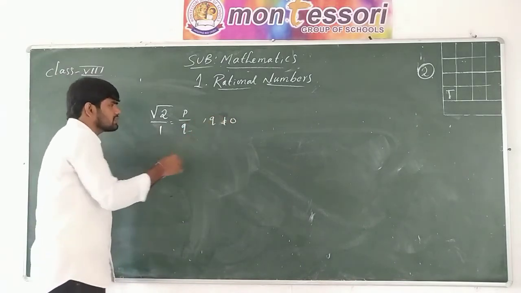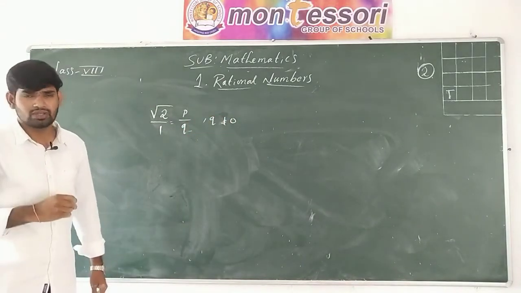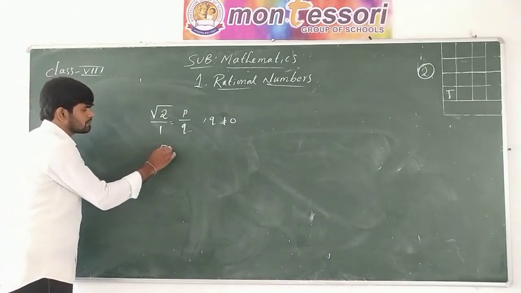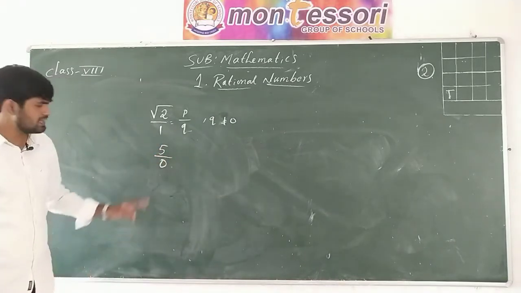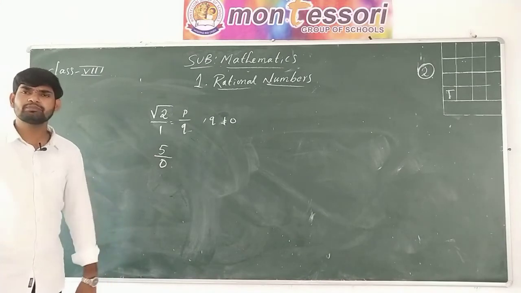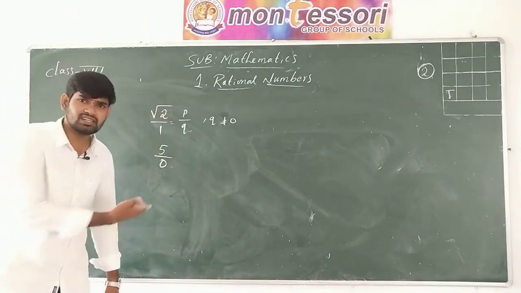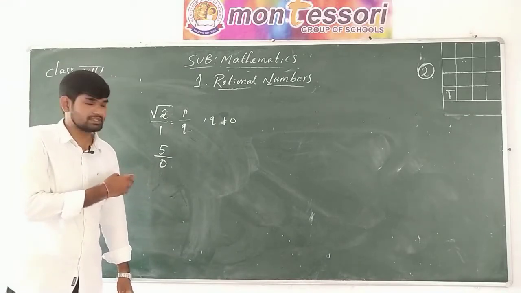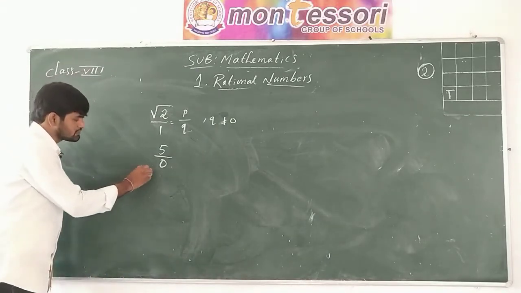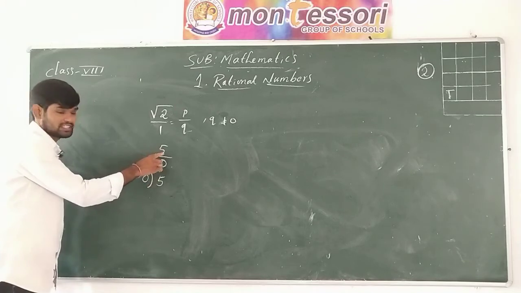So why should q not be equal to 0? Maybe you will get the doubt. Okay, now look here. For example, 5 by 0. Can you divide 5 by 0? If you are able to divide 5 by 0, then what is the result? Can you say the result? We can't say the result. That is the quotient. For example, 0 is the divisor, 5 is the dividend.